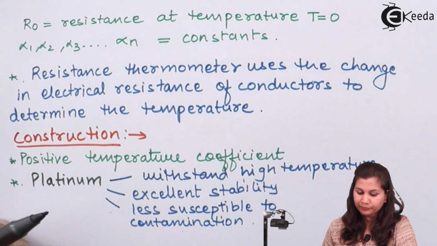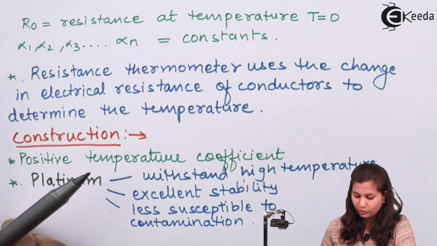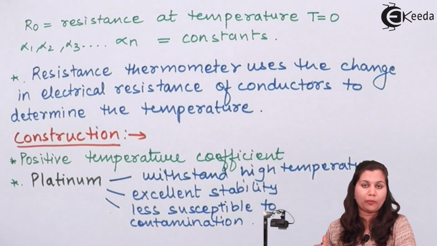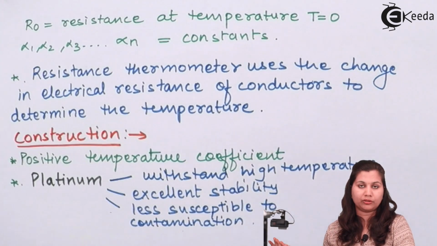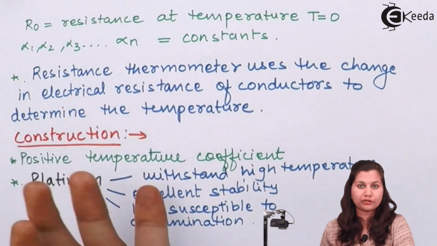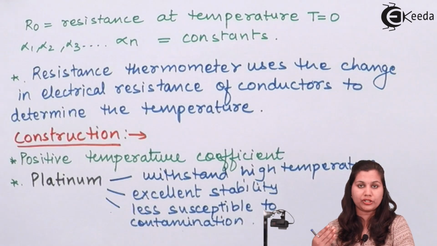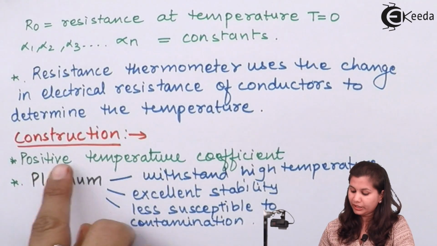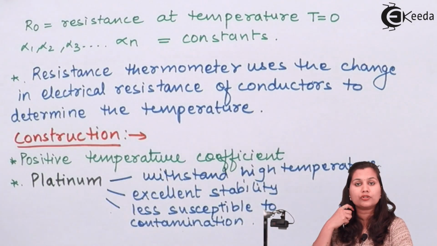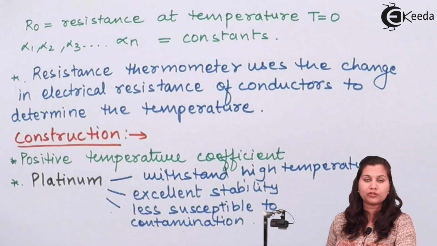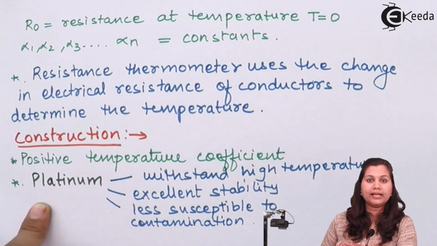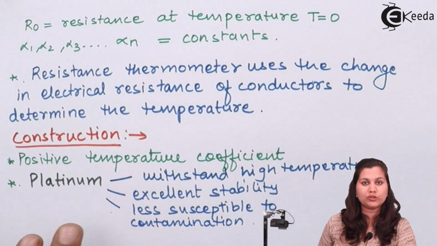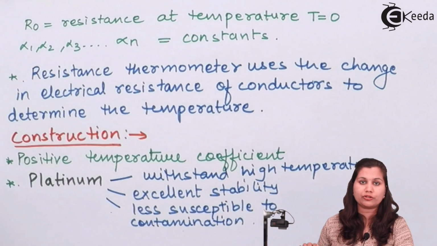And other metals can also be used because their resistance will give a positive change with the changes in the temperature. Okay, so that is the main function of the RTD, that with the temperature changes the resistance also changes, and they require a positive temperature coefficient. Most of the metals have a positive temperature coefficient, so they can be used for the construction of RTD. But in most of the cases, platinum is used as the standard material for the construction of RTD.